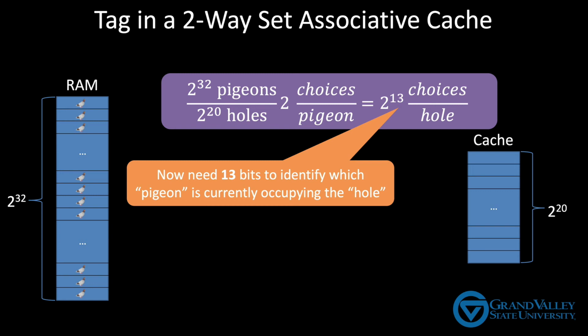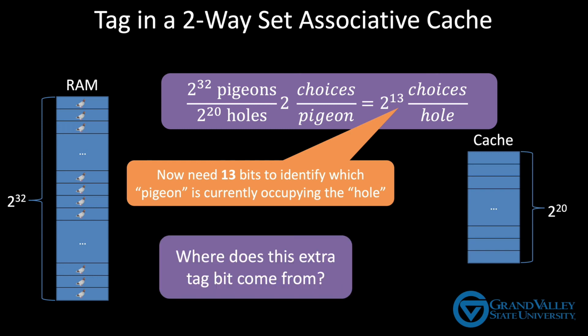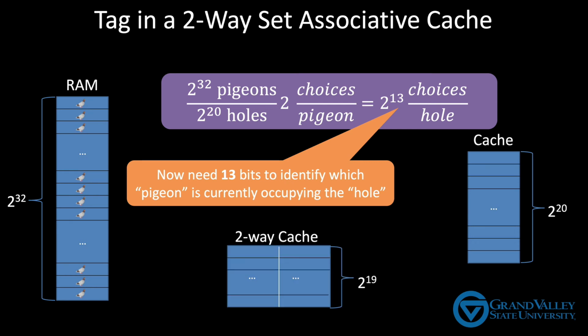Now remember that the offset, tag, and index bits must add up to the number of address bits. So if we add bits to the tag, we need to take them away from either the offset or the index. Which is it? Turns out it comes from the index. When we switch from a direct map cache to a two-way set associative cache, we conceptually double the amount of data on each line, which means if we're keeping the cache size the same, the number of lines is cut in half, thereby reducing the index by 1.